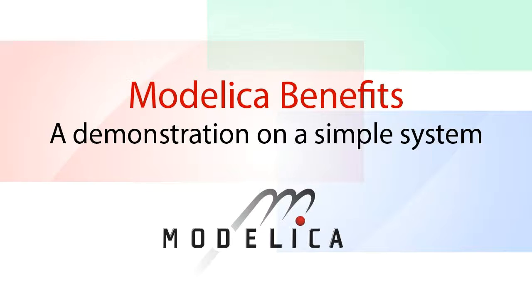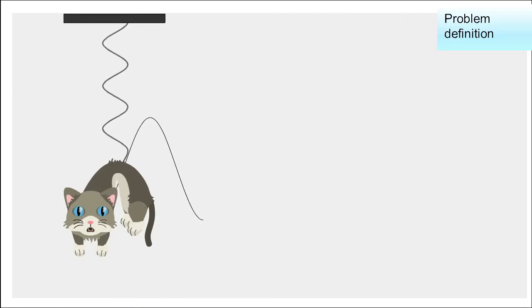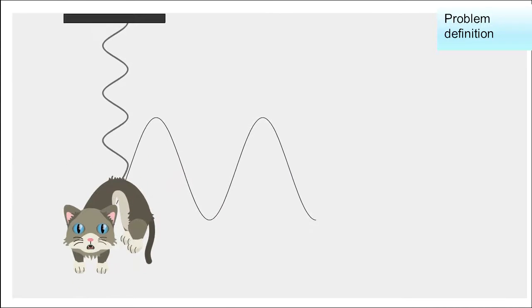Hello! Today I'm going to show you the advantage of Modelica language. We will try implementation of a simple system in 8 possible ways and show how variable Modelica is for such a task. I chose an easy example of a mass, a kitten, on a spring system.